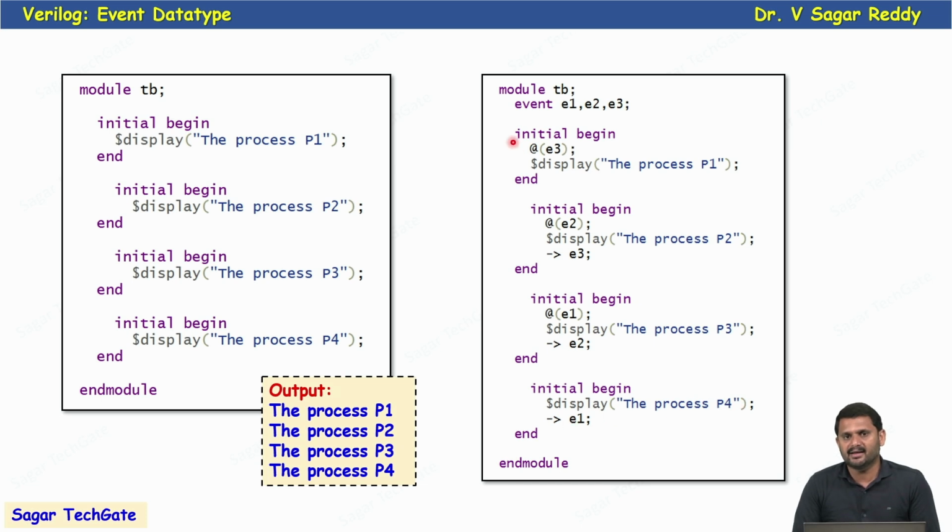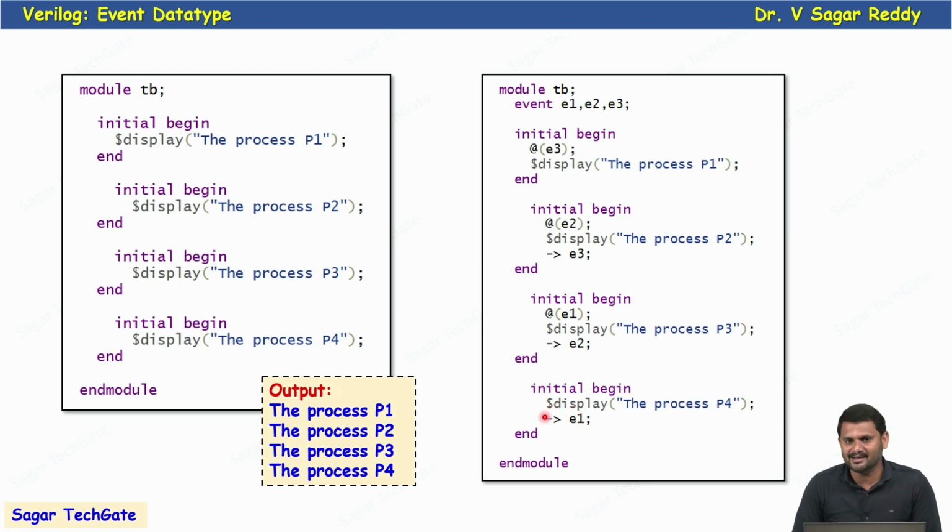Now here I'll declare three events: event E1, E2 and E3. Now for example, assume that maybe the simulator takes this first initial block. But it should wait for E3 to occur. If I take this initial block, it should wait for E2 to occur. If you take this initial block, it should wait until the occurrence of this E1. But if you go to the initial block, then it displays. Clear? Then we are triggering an event. Already we declared E1, E2, E3 as event data type.